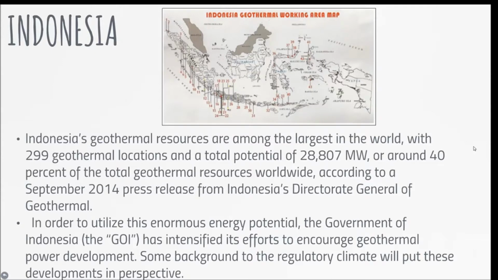Next, in order to utilize this enormous energy potential, the government of Indonesia has intensified its effort to encourage geothermal power development. Some background to the regulatory climate will put these developments in perspective.